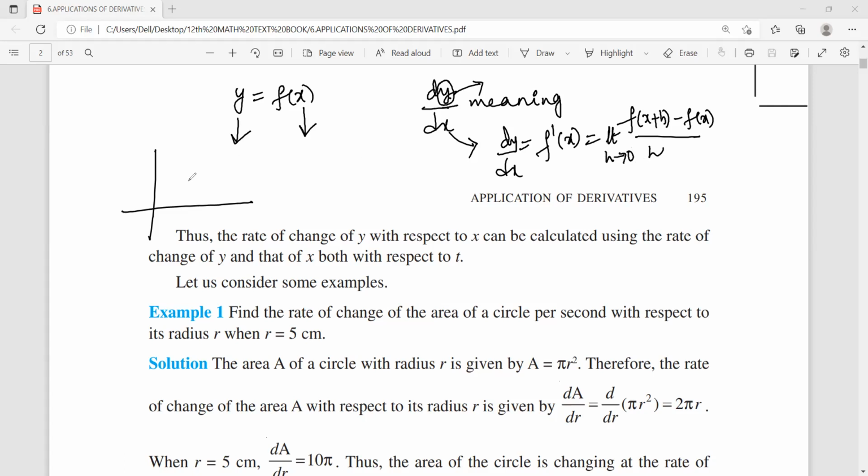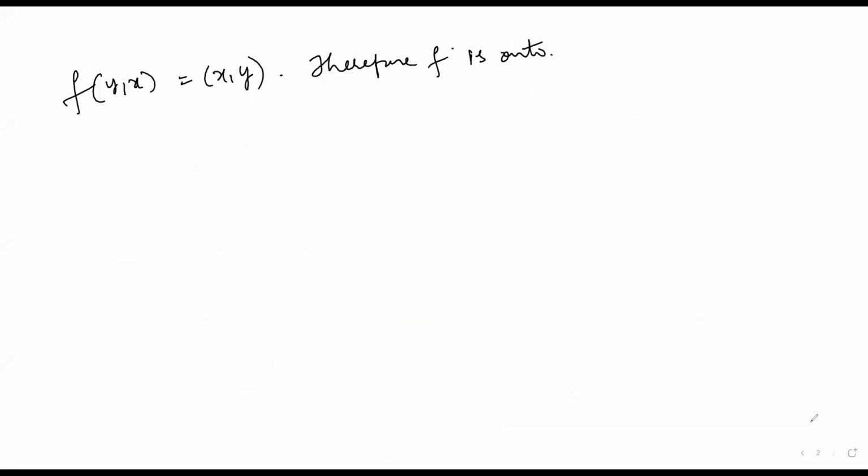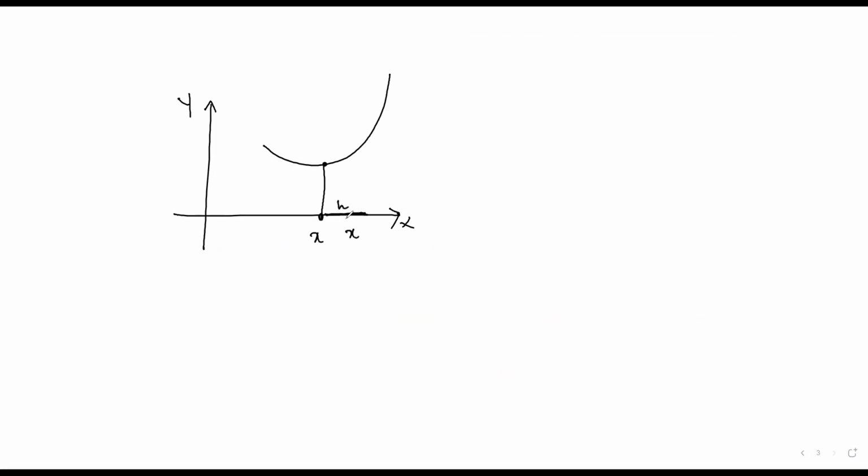Understand? So what does it mean? Let's say there is a curve. Let's take a curve and then understand that. So x-axis and y-axis, and then let there be a curve like this. Now this is x. Now there is a small change in x, that is h change. Change means you increase by a quantity or decrease by a quantity.